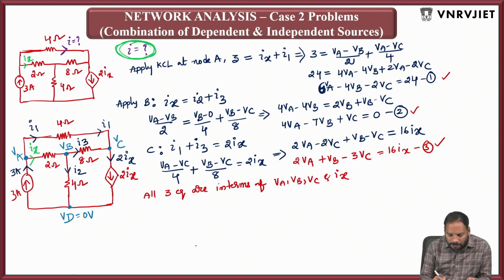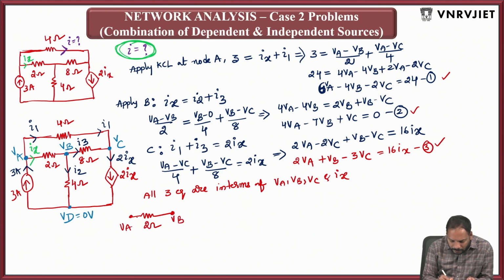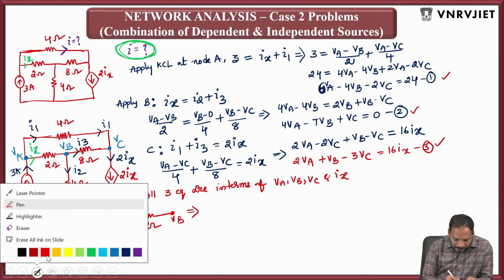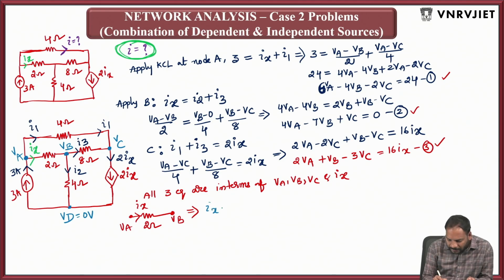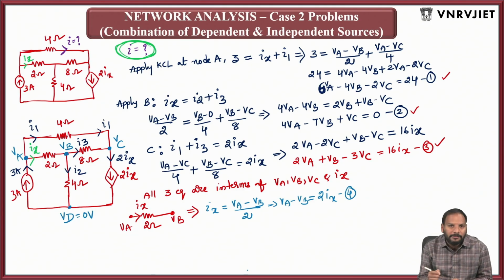So how can we investigate the fourth equation? You can go with Ix. Finally the last equation: Ix is flowing through 2 ohms, right? This is VA and this is VB, and this current is Ix. So from this, I can easily write the fourth equation as Ix equal to (VA - VB)/2. That means VA - VB = 2Ix. This is the final investigated equation, that is equation 4.